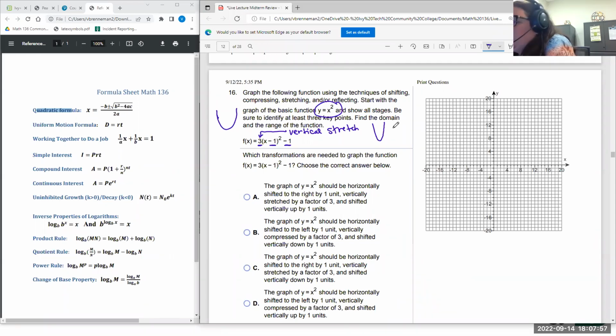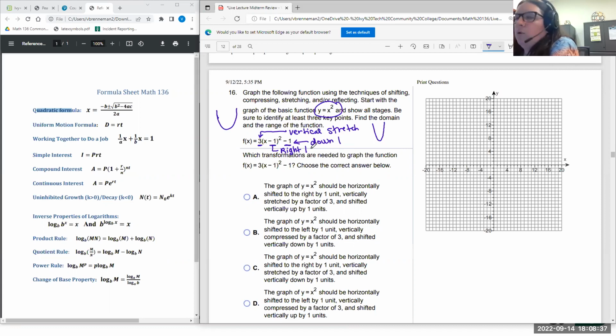So then we have the -1 inside and the -1 outside. When you add or subtract numbers, that's going to shift the graph up, down, left, right. Inside is horizontal, outside is vertical. Outside, it's fairly straightforward. Subtracting is down, adding is up. Inside, it's a little bit opposite of what you would probably guess if you didn't know. So a subtraction is going to be shifting to the right. So it's shifting right 1 unit, and then it's shifting down 1 unit.